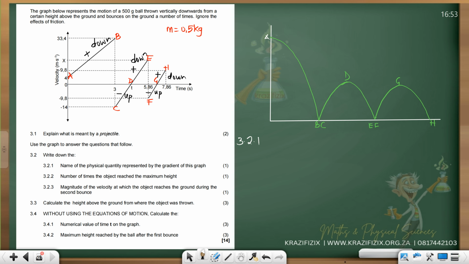Name the physical quantity represented by the gradient. If you don't remember, just do a simple calculation. What is your gradient? Velocity. So gradient would be what? Change in velocity over change in time, which is what? But don't just say acceleration here. Acceleration due to gravity. Why? It is a free fall. Number of times the object reaches maximum height: twice. So we're looking at where velocity is what? 0.